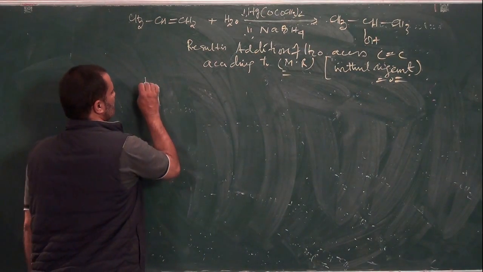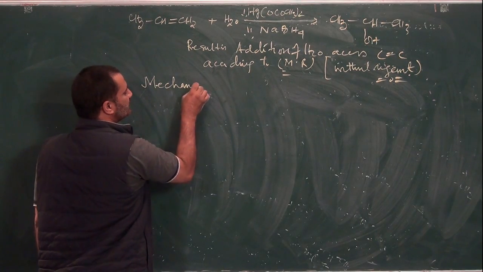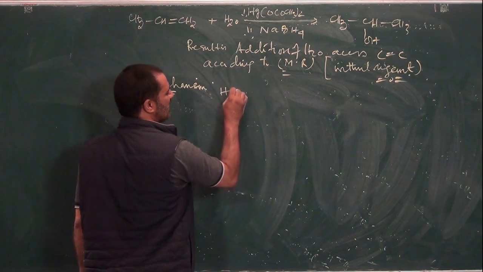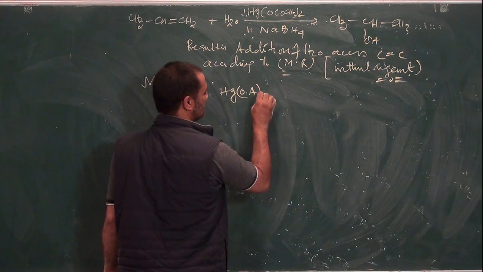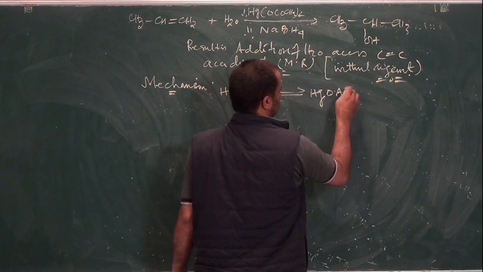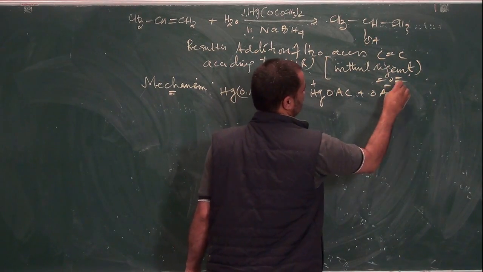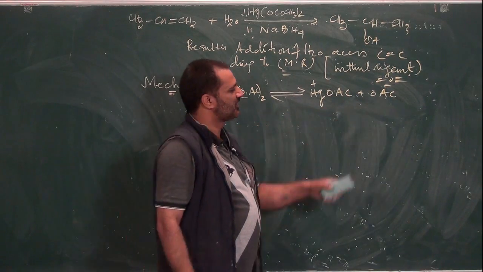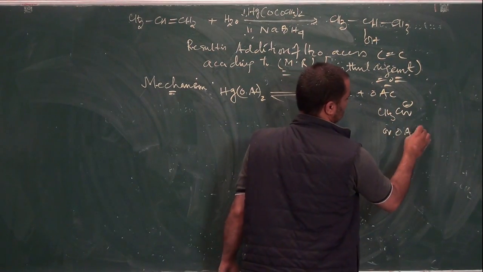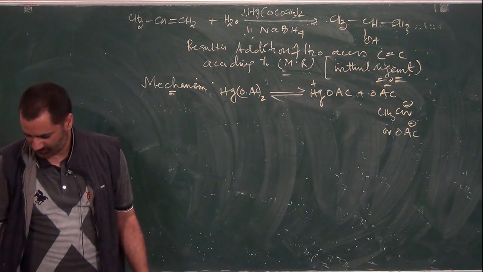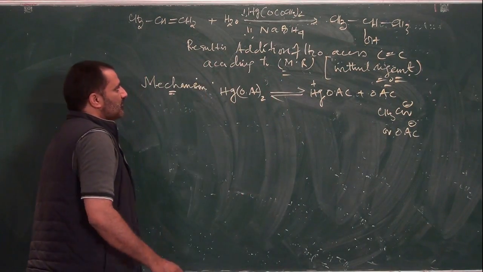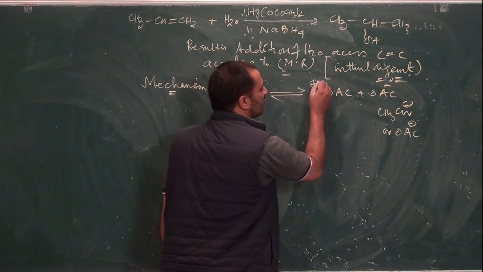So first, the mechanism for the reaction. Mercuric acetate, Hg(OAc)2. I can simply write acetate as OAc. It will dissociate as HgOAc positive plus OAc negative. That is the acetate ion. I can write it as CH3COO negative or simply OAc negative. It's one and the same thing, no difference at all.